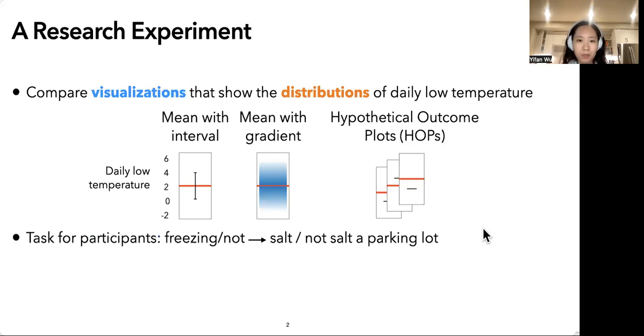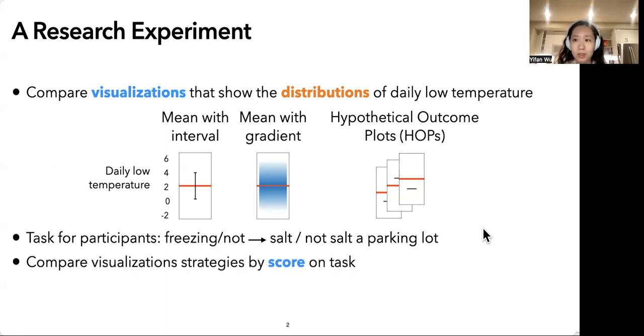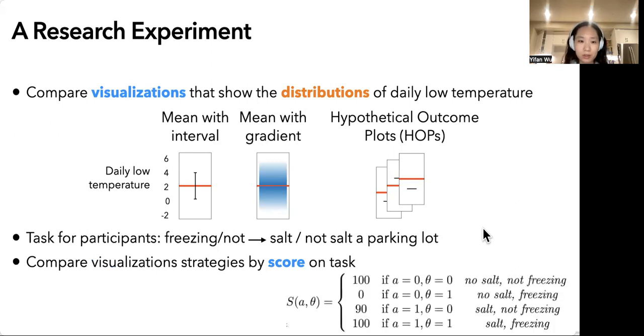The participants in this experiment are given a task. They are going to determine whether the weather is freezing or not freezing, and accordingly decide whether to salt a parking lot or not. The visualization strategies are compared by the participants' score on this task. So the experimenter set up some method to judge good or bad responses and have a score associated with each participant's action and the state of freezing or not freezing. And here is the score.